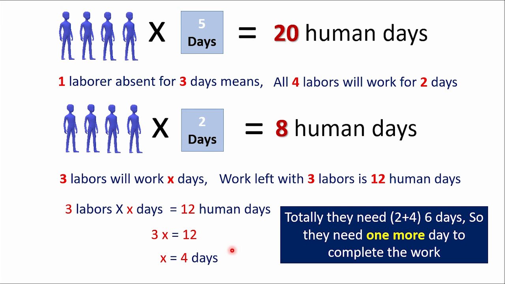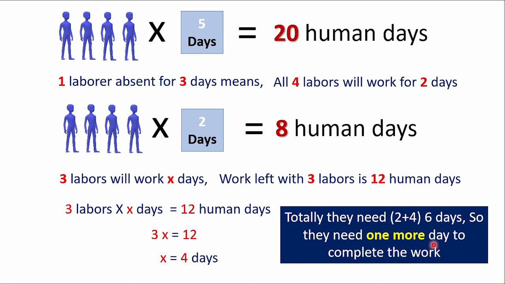So finally we can say, initially 2 days they have worked, all 4. When one left, 3 remain. Then those 3 laborers have worked 4 days. Then totally they have worked 6 days. Then 5 days we had to complete with 4 people. Because one left, we have to work one more day to complete the work.